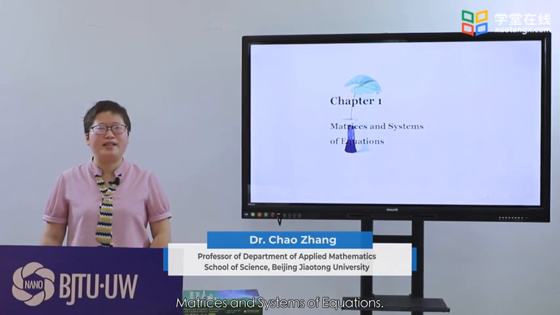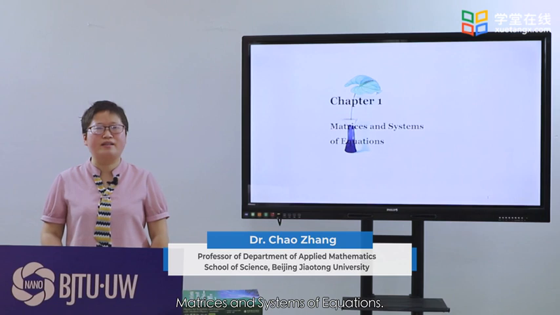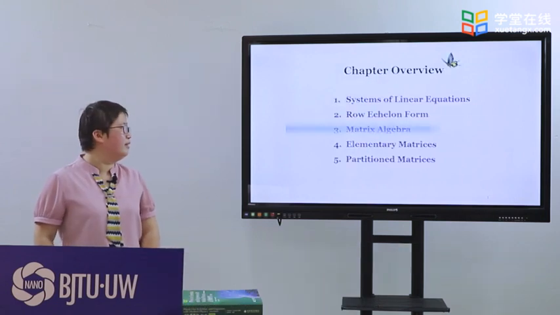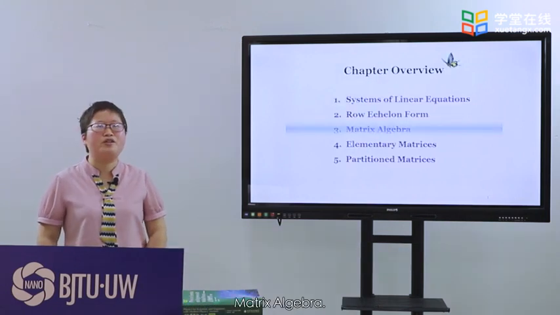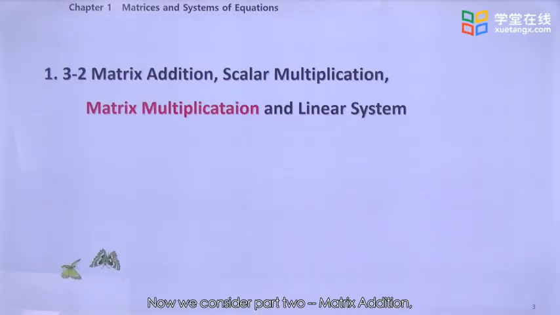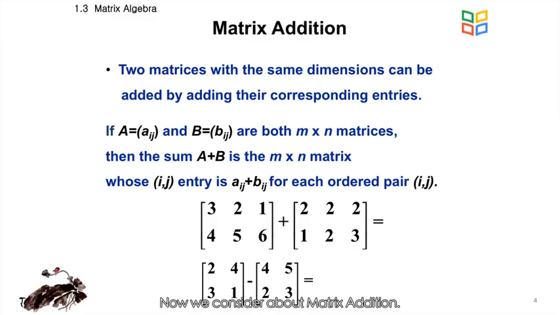Okay, we continue to learn about Chapter 1, matrices and systems of equations. Section 3, matrix algebra. Now we consider Part 2, matrix addition, scalar multiplication, matrix multiplication, and the linear system. Now we consider matrix addition.